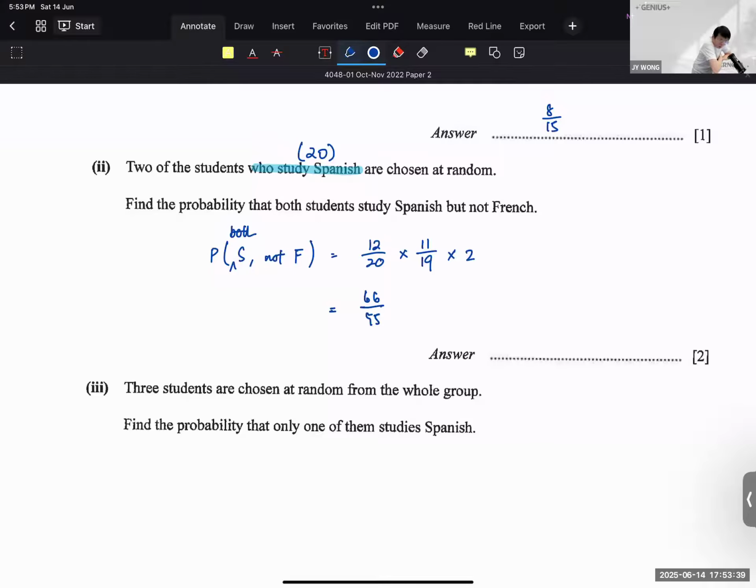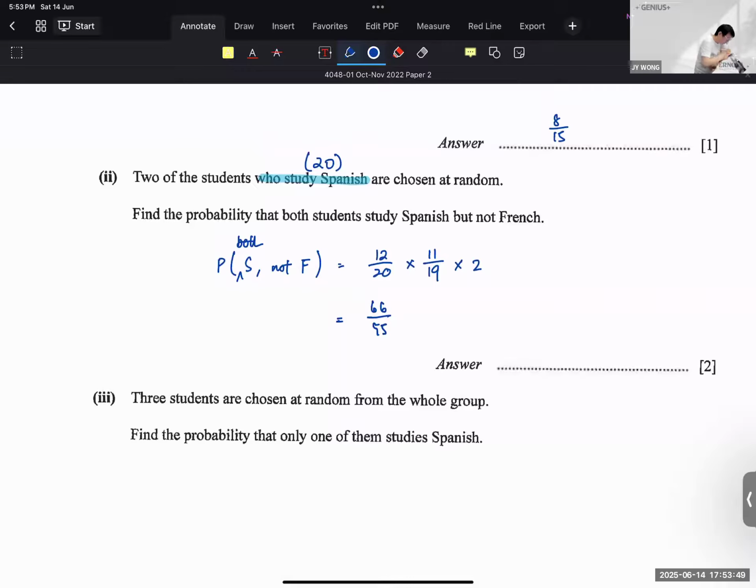Questions like that can always be done by subtraction, if that is the method that you prefer, if you think that that is less confusing. Normally, up to you which one you prefer. 3 students are chosen at random from the whole group. Different denominator, whole group is 30. Find the probability that only one studies Spanish.